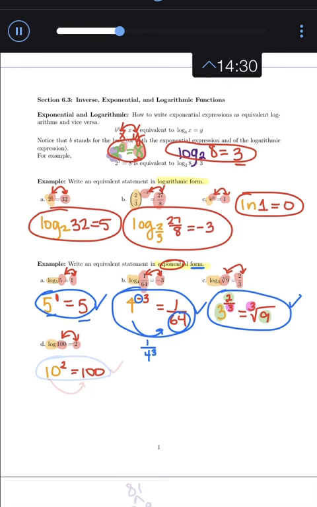Well, 10 squared is 10 times 10, which is 100. So yes, this is definitely a true statement, and that's my exponential form I was looking for, that 10 squared equals 100.